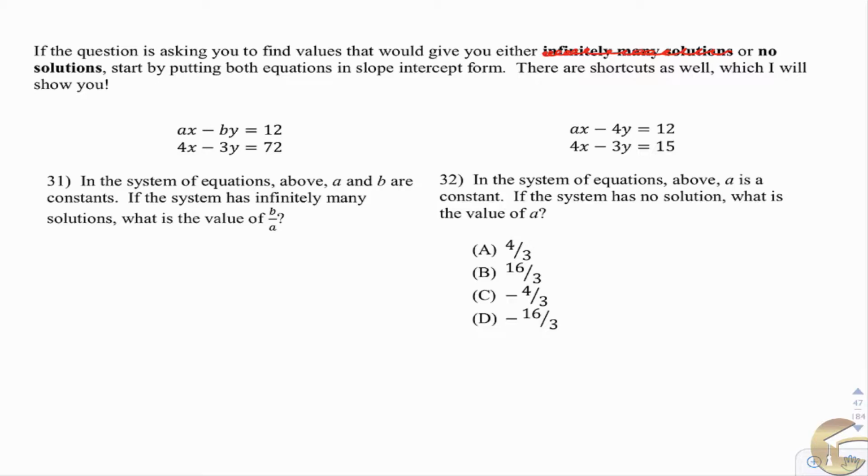It kind of depends on how they set it up for you, but you don't necessarily want to put those in slope-intercept form. But with 32, you're going to want to do that, and the reason why is because no solutions means that they're parallel, and I'll talk about that when I do 32, but if you have parallel lines, you have to be able to find the slopes. So that's going to be pretty consistent that you're going to need to put those in slope-intercept form. So anyway, let's go ahead and try 31 and 32, and you can see how this works.